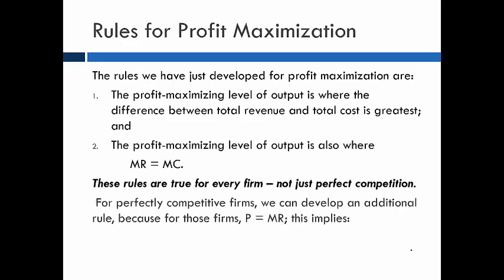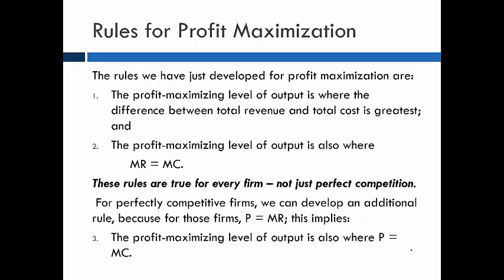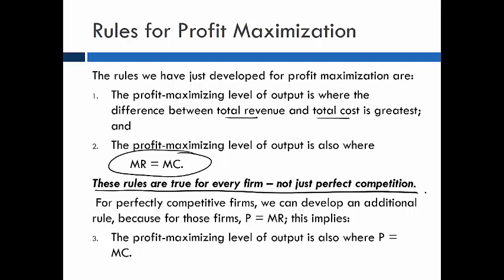So what we see is that the profit maximizing level is where the difference between total revenue and total cost is greatest, or this is the easier way to say it, and this is true for every firm, not just perfect competition. Every firm is going to look for the point where marginal revenue equals marginal cost. For perfect competition, we know that the price is the marginal revenue. So that means the profit maximizing point is where the marginal cost equals the price. But really it's where marginal revenue equals marginal cost, and that's true even for a monopoly with no competition. That is still going to be the profit maximizing point.